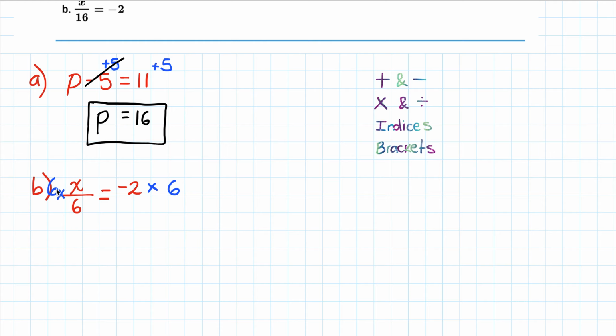Why am I doing that? So you can see more clearly that when I'm doing this, I can cancel this 6 and this 6. That's why I'm left with 1x here, which is equal to -2 times 6, which is -12. And that's my answer. Wonderful. In the next video, I'm going to do more examples.